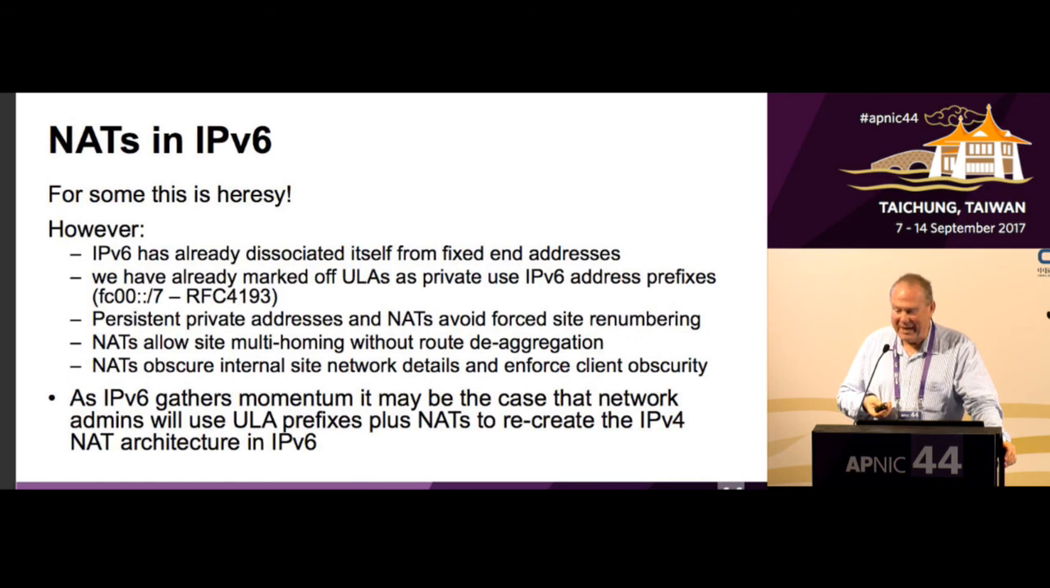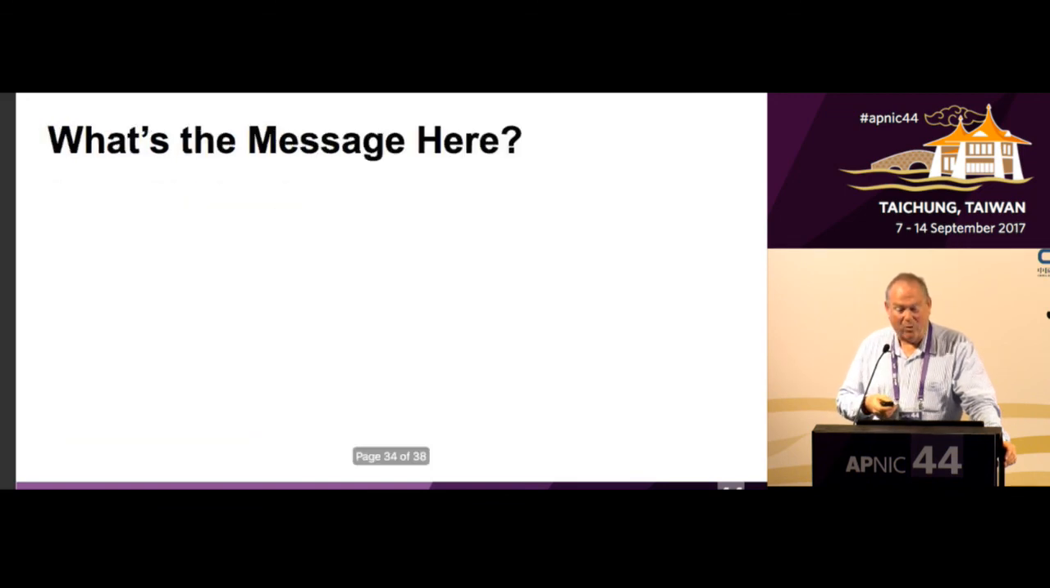Persistent private addresses and NATs avoid that entire site renumbering nightmare that the IETF keeps on stumbling into every 5 years, going, how do we do multi-homing? Well, the answer is NATs. It's the only one that scales. So you can do site multi-homing without route deaggregation. You can obscure your network details. You can do all the things that NATs actually do as positive in V6. So have I sufficiently disgusted you yet? Because as far as I can see, the V6 future is either going to embrace NATs, or there's going to be an awful lot of rethinking about whether V6 is palatable at all.